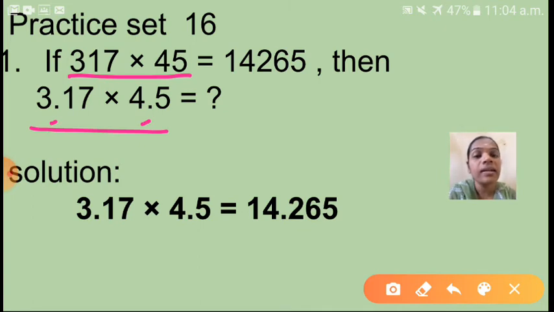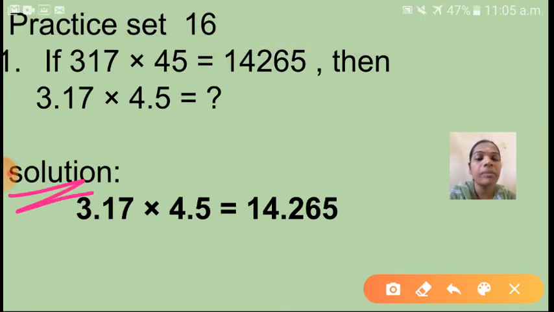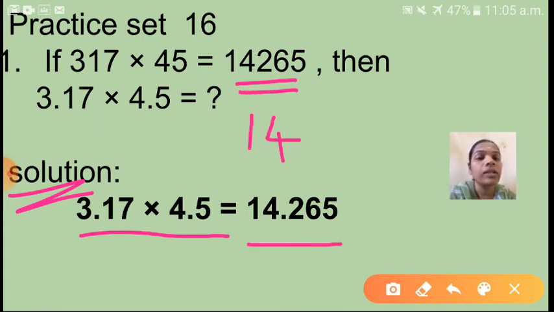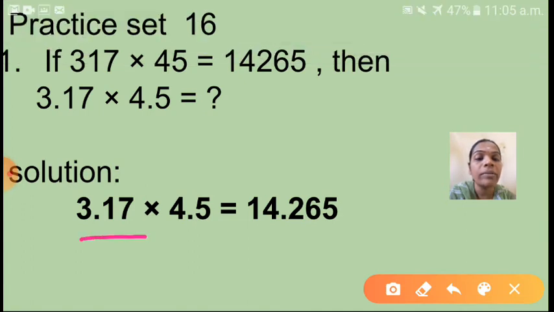Yes, here the decimal point is there. So what will come? The answer is what? See here, children, this is your answer. That means 3.17 into 4.5 is equal to what? The same answer you have to write here, 14,265. But here the decimal point is there, so here also the decimal point will come. You just have to count how many digits are there after the decimal point.